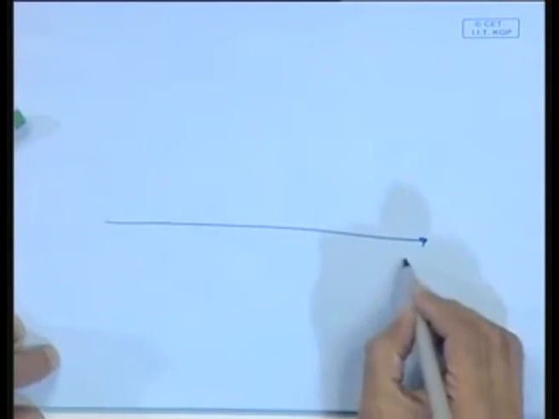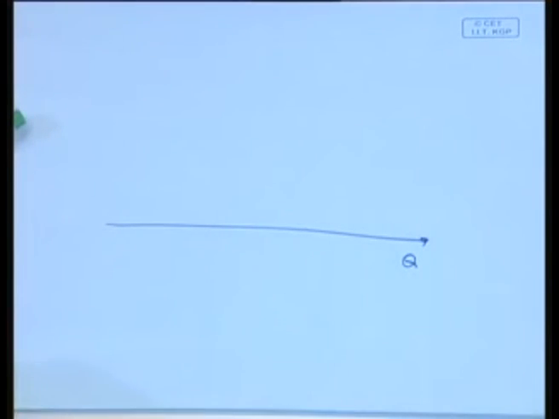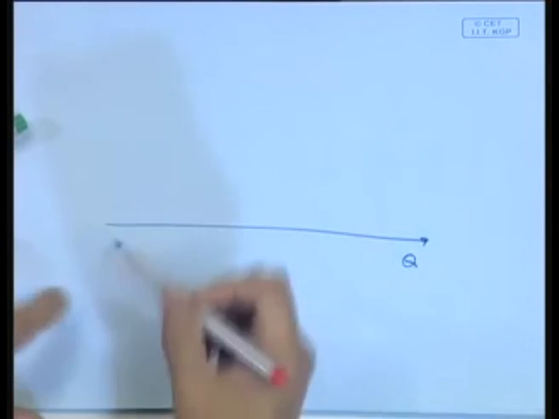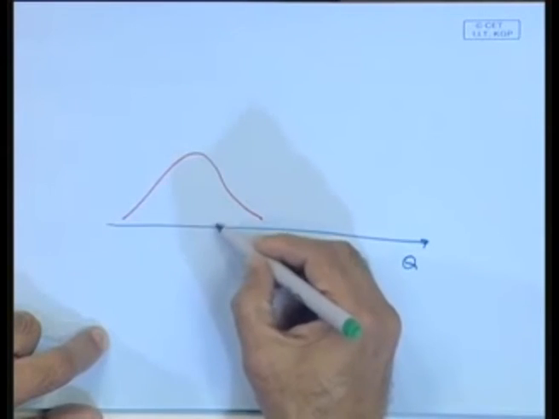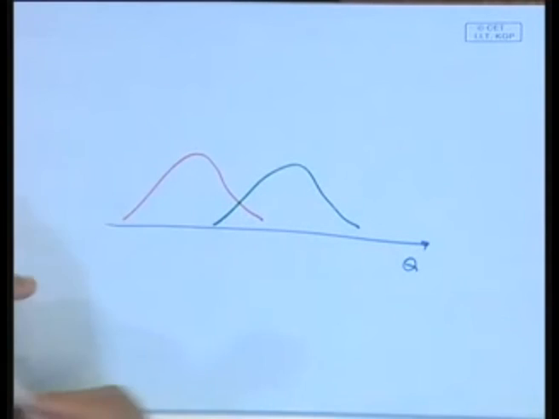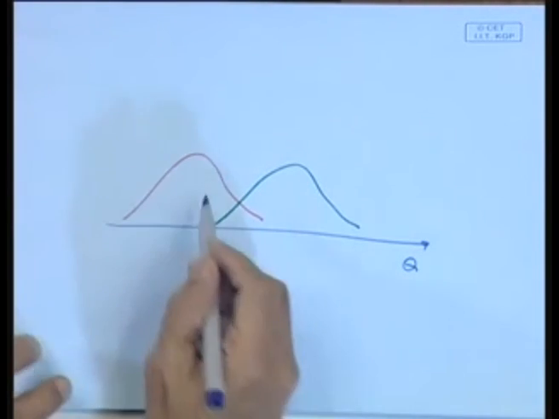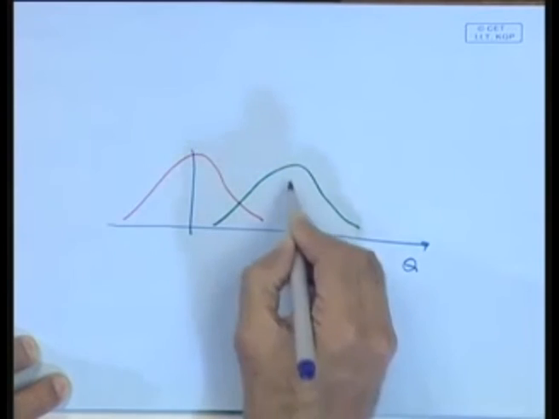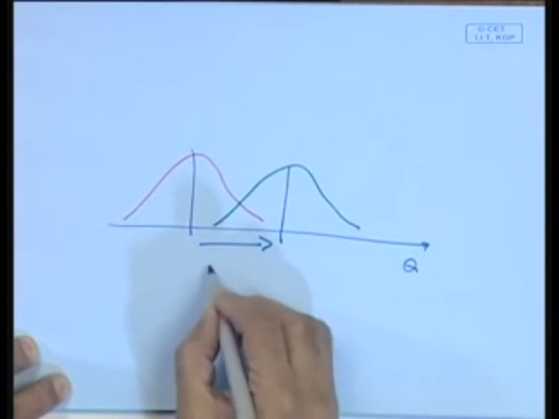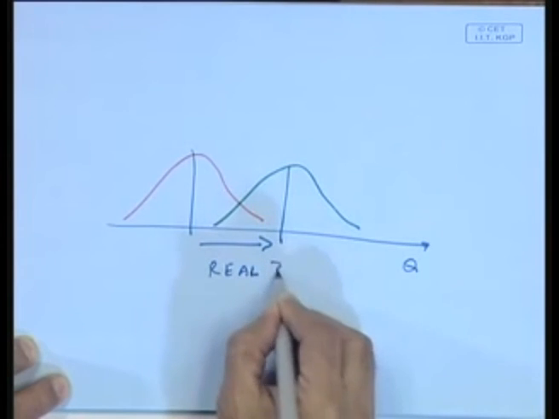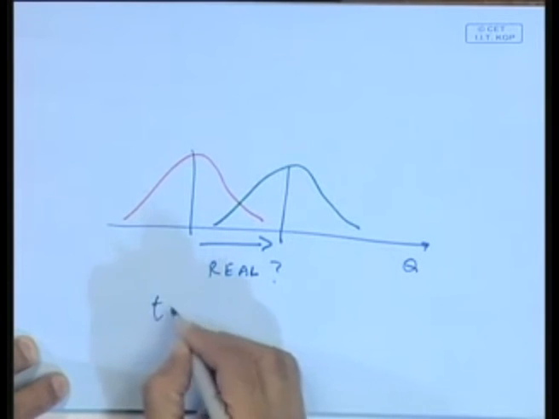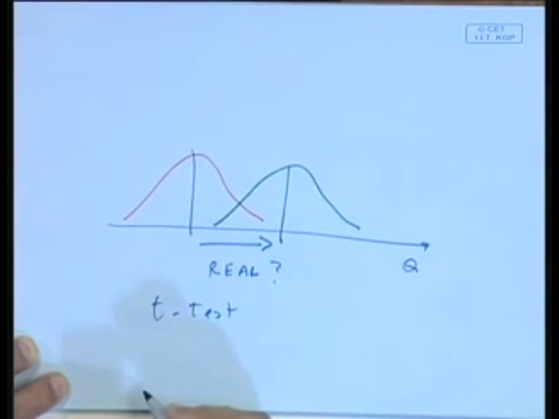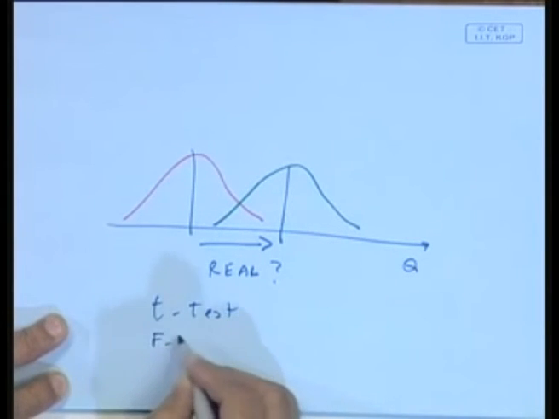This is some quality characteristic, and the old process was like this. And I improved the process, and I have a new process now which is like this. Now what I'm interested in knowing, there is some variation here, there is some variation here. But what I'm interested in knowing is, is this movement real? Is this change real? And this can be answered by, for example, the t-test in statistics. So it's a statistical test, or of course you could also do the f-test.